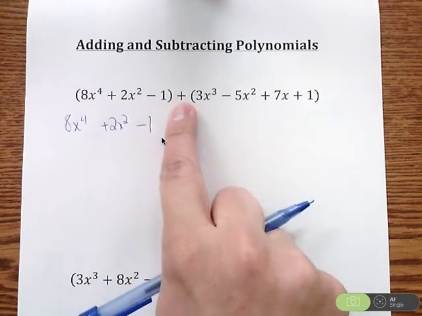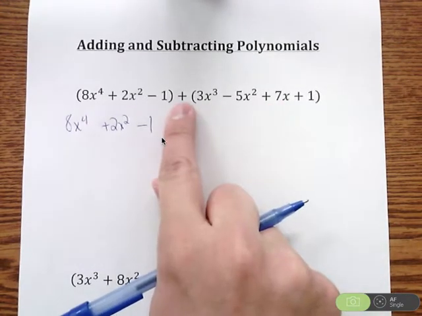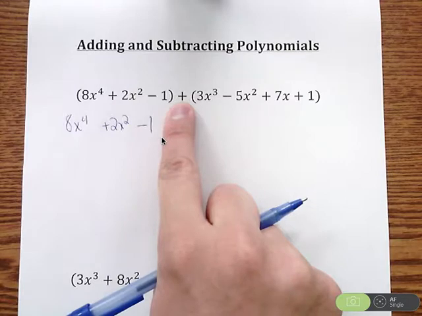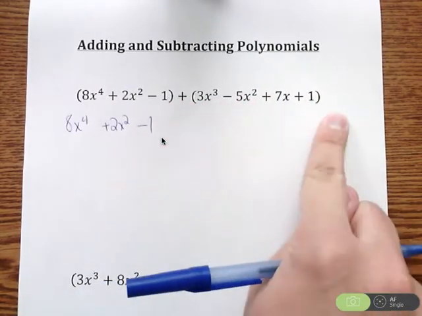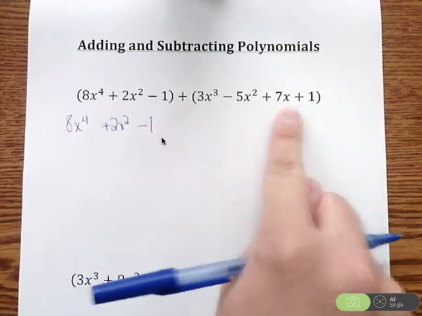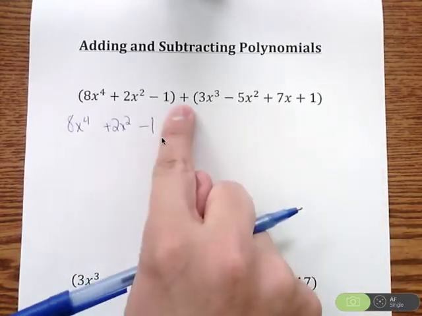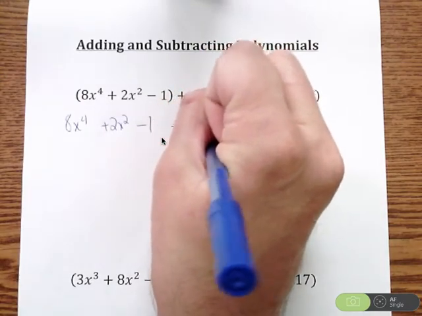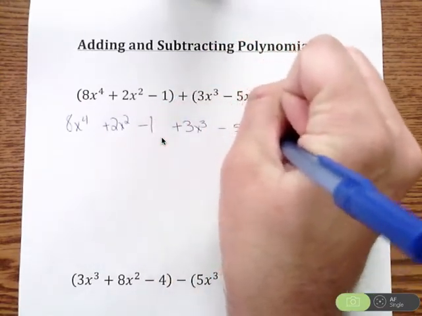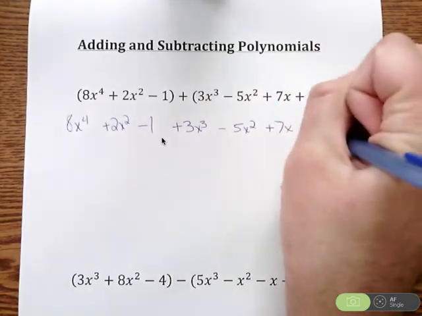On this back parentheses, pay very close attention to what operation it wants. It wants you to add these two. And I would pay attention to see, is there anything that needs to be multiplied here? There's nothing, so this is all going to stay the same because it's just a positive 1 there. So we're still going to have a plus 3x cubed minus 5x squared plus 7x plus 1.